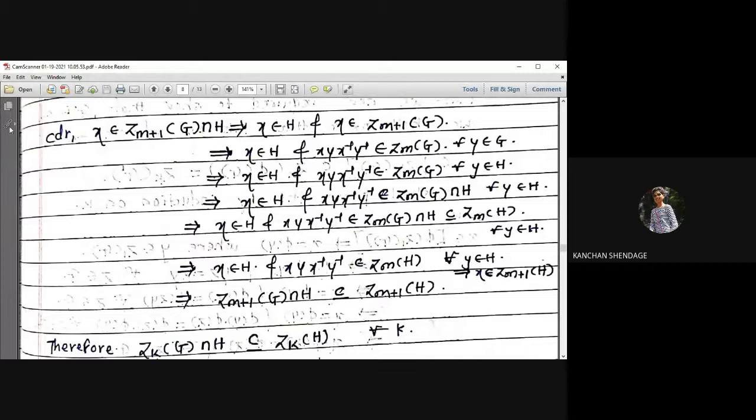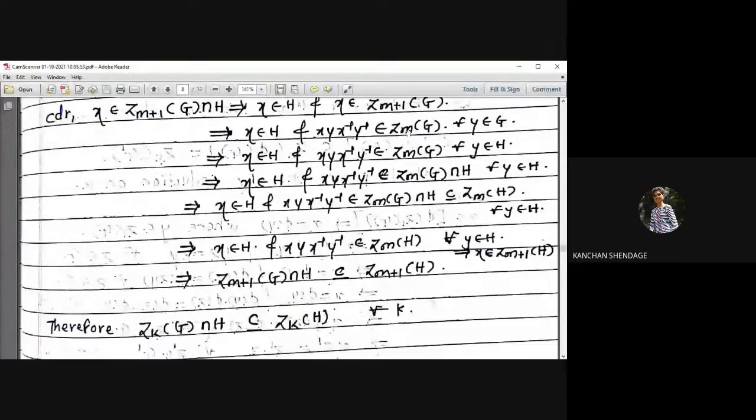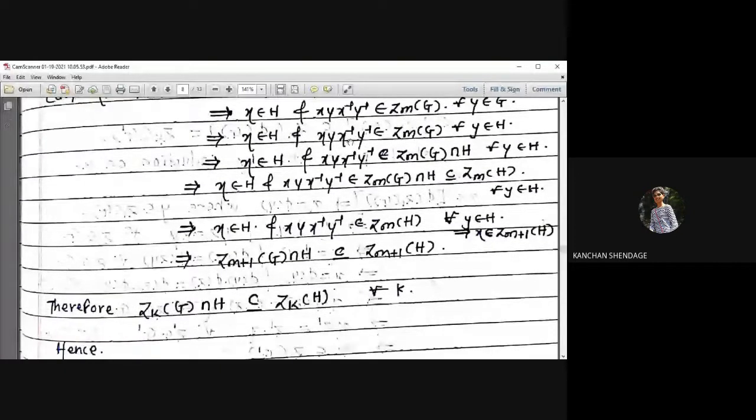X belongs to Zm plus 1 of G intersection H. It implies that X belongs to H मध्ये पण असणार, Zm plus 1 of G मध्ये पण असणार. Okay, but X belongs to Zm plus 1 of G. It means that, what is the definition of this one? First row, this one is second row. X inverse belongs to Zm of G, for all Y belongs to G. Okay, हे इकडचं राईट हँड साईड असंच ठेवायचं, हे सगळं x belongs to x belongs to x असंच असणार.